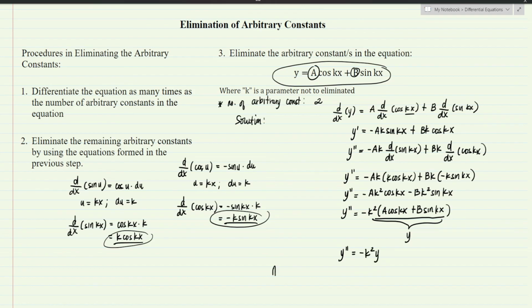And for my final answer, I will just equate this equation to 0. So I will transpose here negative k squared y to the left side. So my final answer is y double prime plus k squared y equals 0. So we now have an answer that is free from the constants a and b.